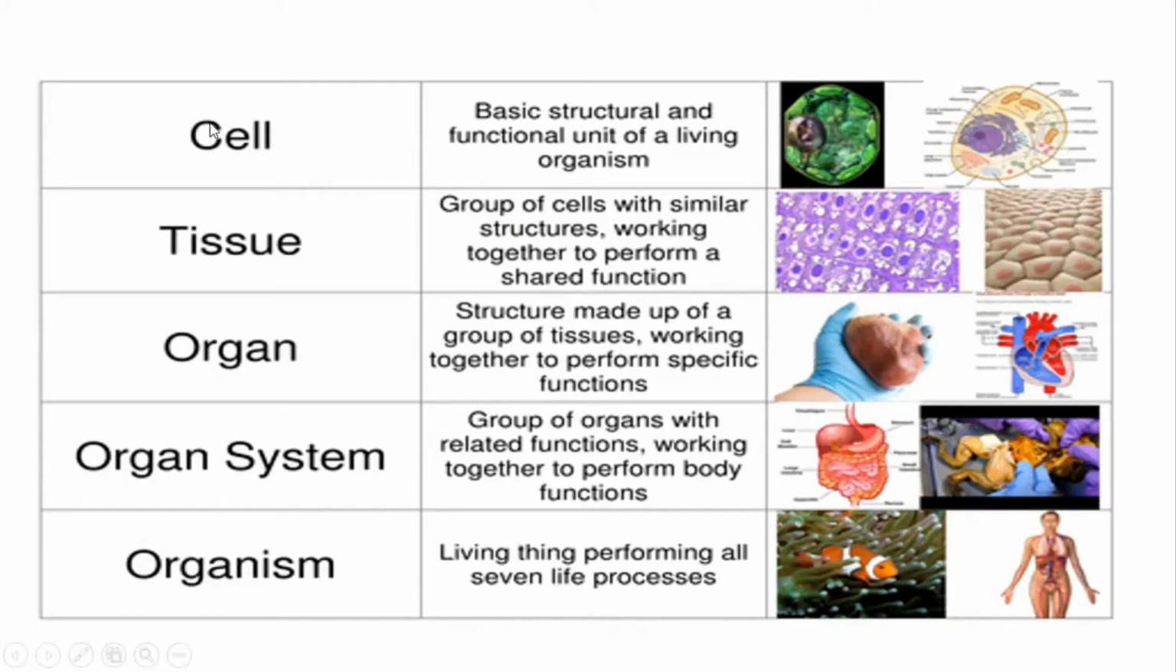So if we take an example of, let's say, the cardiovascular system. The cell would be the cardiac cell. Then the tissue would be the cardiac tissue. The organ will be the heart. The organ system will be the cardiovascular system. And the organism would be the human, or any living organism that has a cardiovascular system. So this is how the system works.